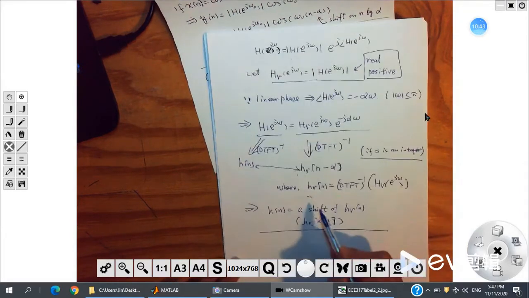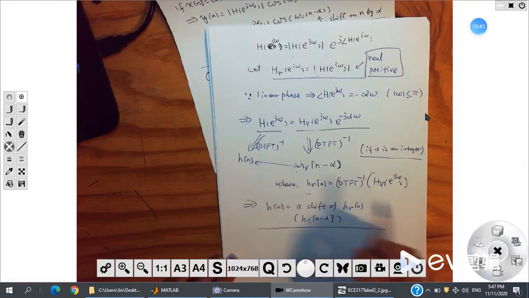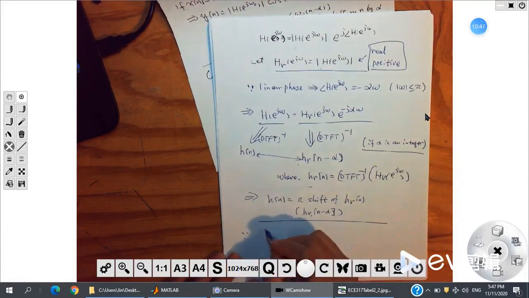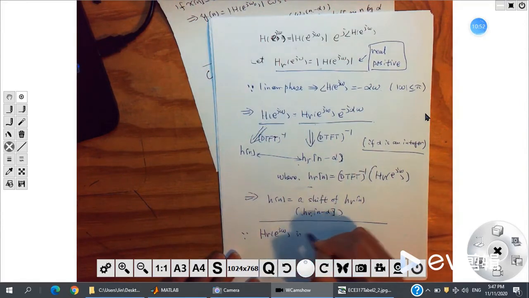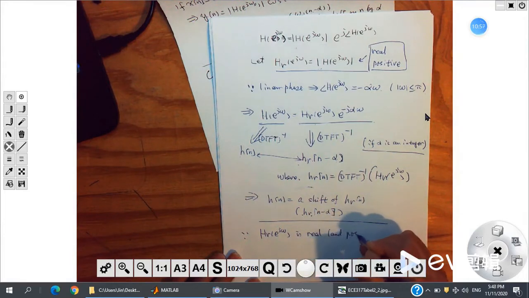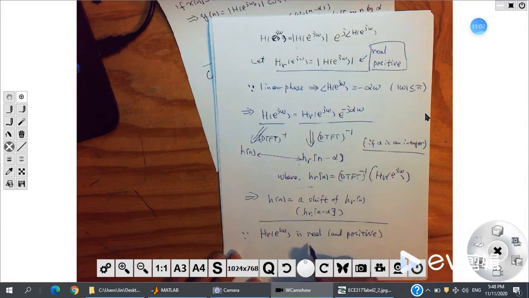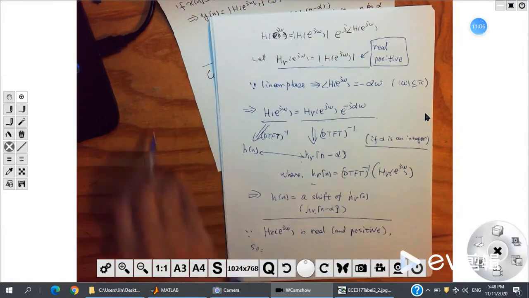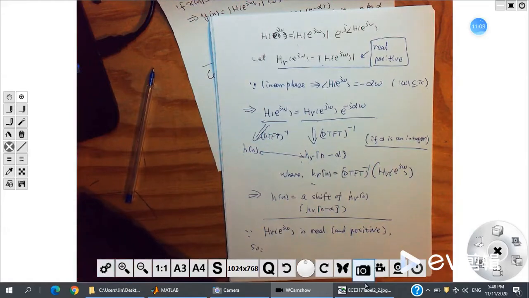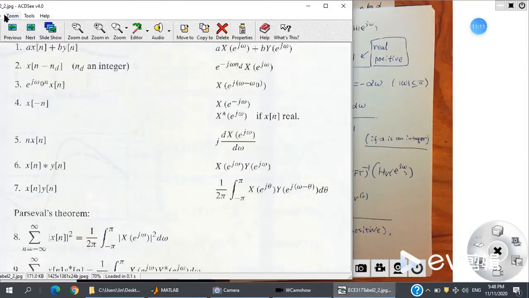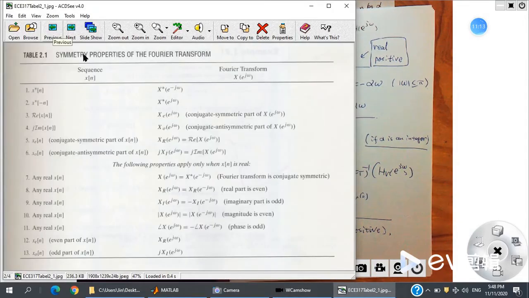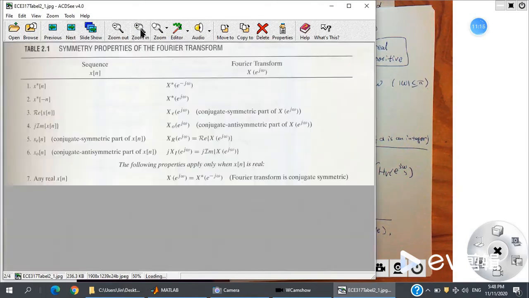Then what can we say about this HR? I say that because HR of e to the j omega is real and positive. Actually, we only need the real here. So yeah, we check the table. We have another result for the Fourier transform. Is here.